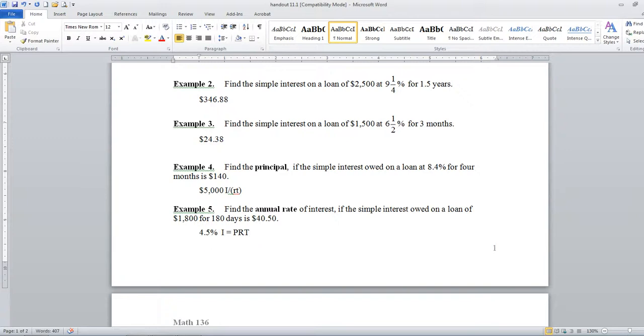Well, the interest in this problem is $40.50, and the amount borrowed is $1,800, representing my principal, and the time is 180 days, divided by 360 gives me 0.5. When I do that simple division, I end up with 0.045. But I want it as an interest rate, so I'm going to multiply this by 100 to come up with 4.5%.